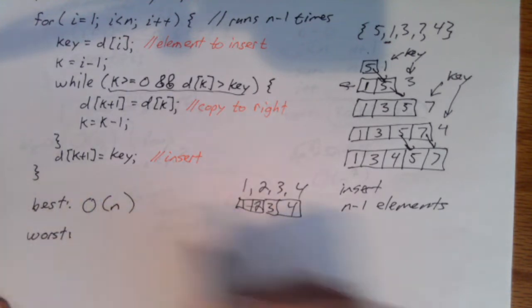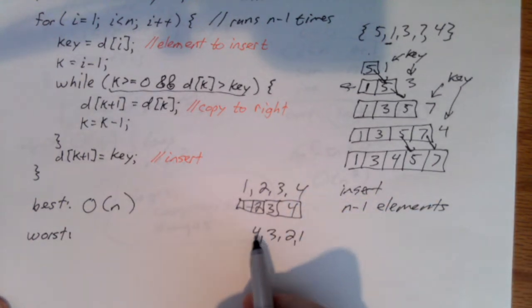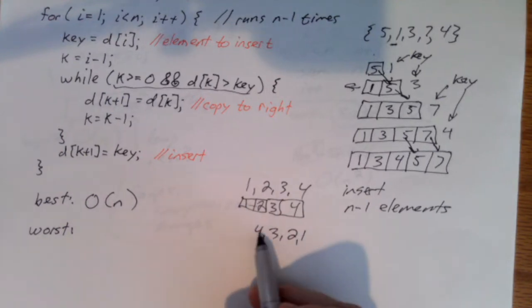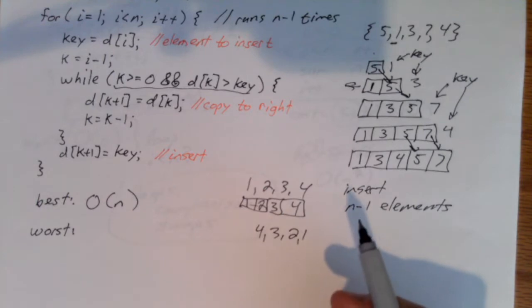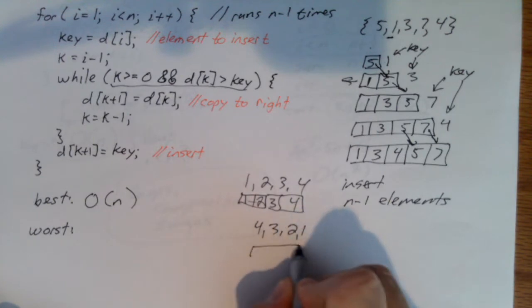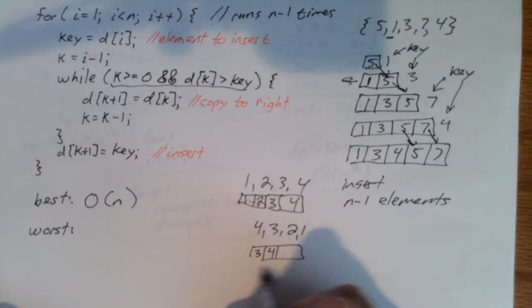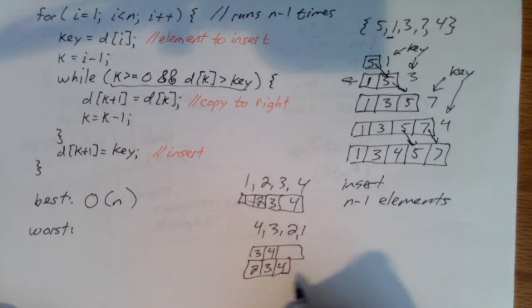Worst case would be reverse order. 4, 3, 2, 1. So we start with 4, and we need to insert 3. So that means we have to copy the 4, and then we insert the 3. So we would end up at 3 and 4. And now we insert the 2. So we compare 2 to 4, copy that over, compare 2 to 3, copy that over, and insert the 2. Then we insert the 1. Compare it to 4, copy the 4 over, copy the 3 over, copy the 2 over, and insert the 1.